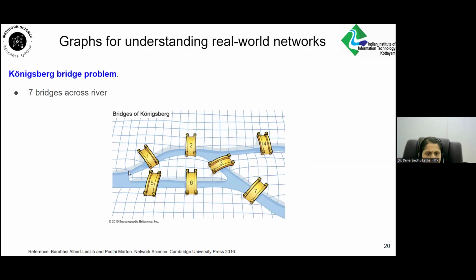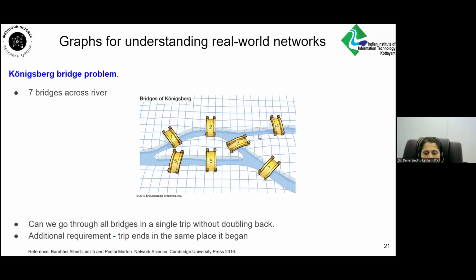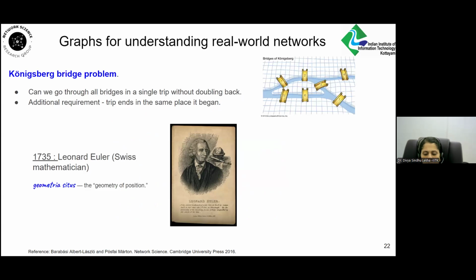The problem setting was this: there was a river flowing through this place, and there were 7 bridges across the river. The problem was: can we go through all the bridges in a single trip without doubling back? An additional requirement is that the trip should end in the same place that it began. The legend was that people actually tried to do this, and it was of no use. And in 1735, Euler was the person who gave a model of this problem.